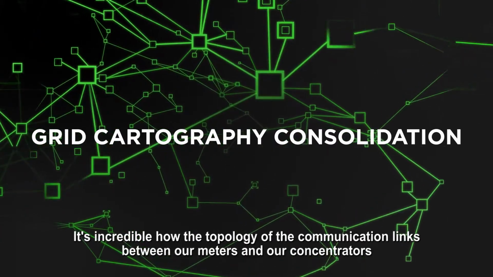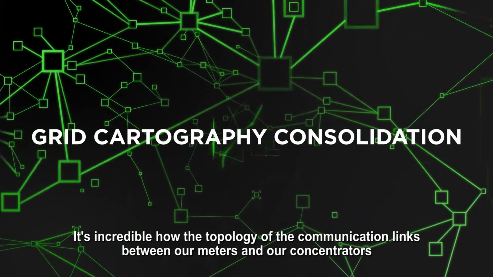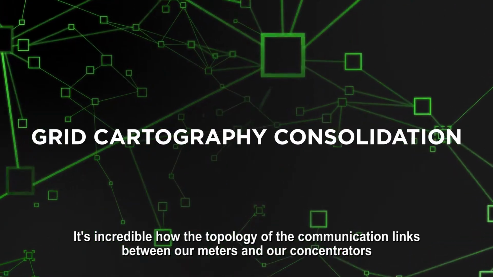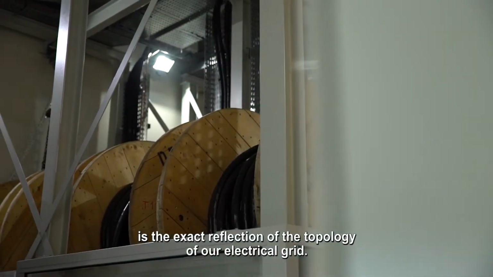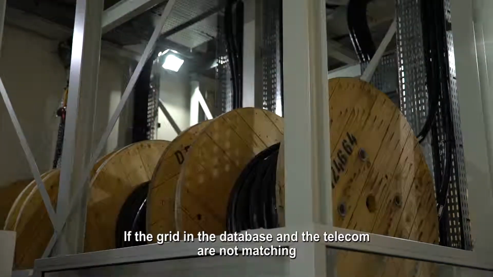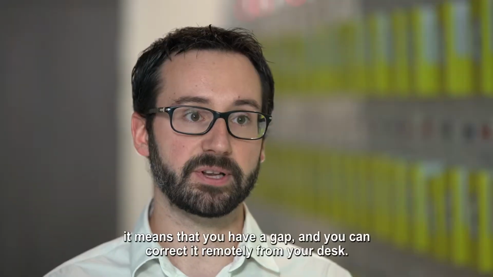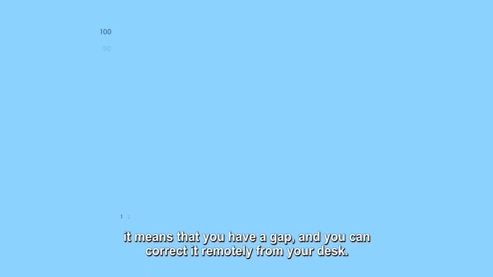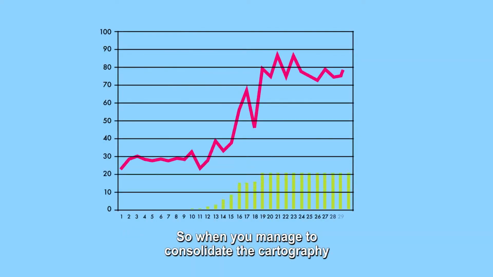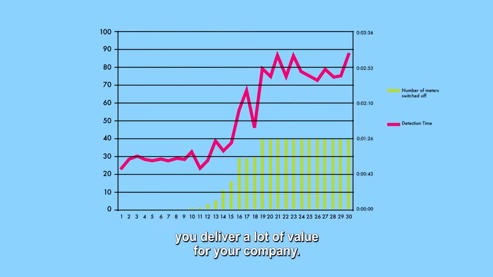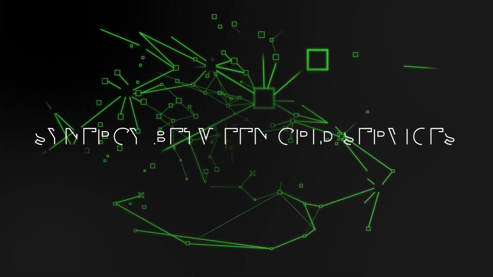It's incredible how the topology of the communication links between our meters and our concentrator is the exact reflection of the topology of our electrical grid. If the grid in the database and the telecom are not matching, this means that you have a gap and you can correct it remotely from your desk. So when you manage to consolidate the cartography, you deliver a lot of value to all your company.